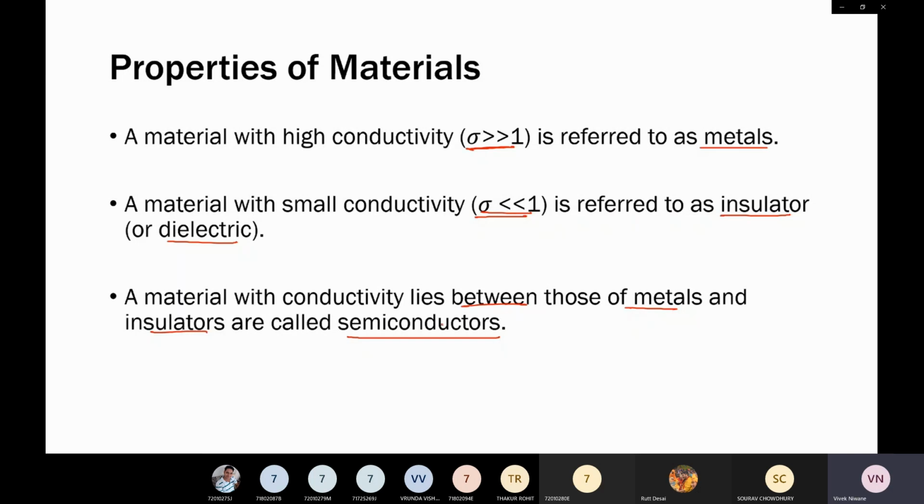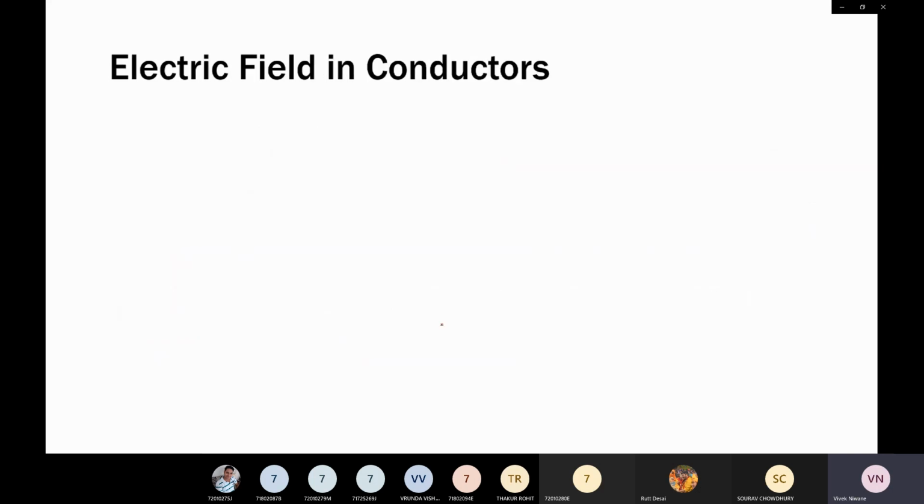of measure alone. Indeed, we do have different measures as well for defining the properties of a material, but for now, to keep our discussion concise, if the conductivity of the material is more, those are metals. If it is less, those are dielectric materials. And if it is in between metals and dielectric materials, then those are referred to as semiconductors. Let us see how the electric field behaves in conductors.